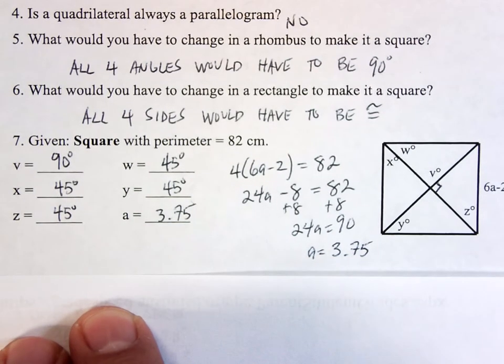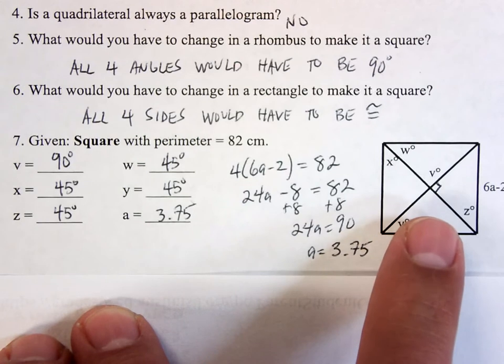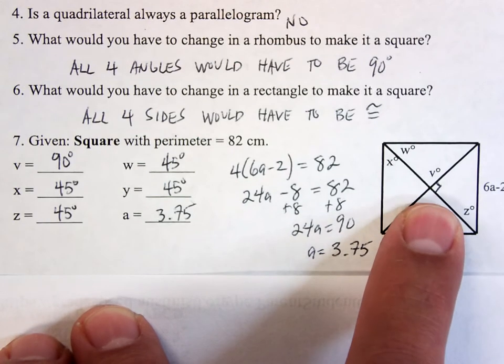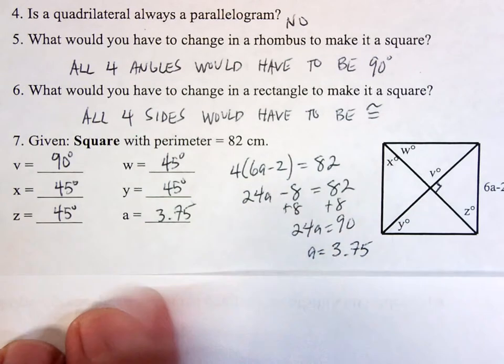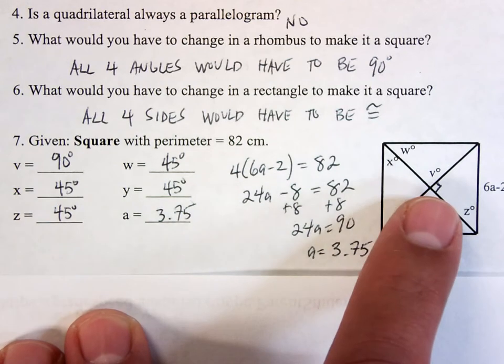Remember, if I have a square, all my properties about rectangles, squares, or rhombuses are true. Rhombuses, my diagonals are perpendicular to each other. So with a square, my diagonals are perpendicular to each other. So I made a little box. Those are perpendicular. So V, which is right there, measure of angle V must be 90 degrees.